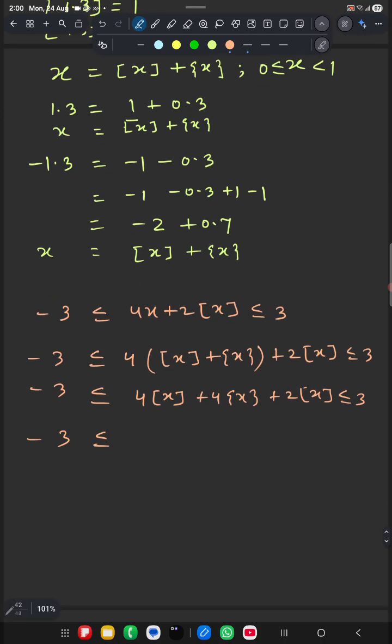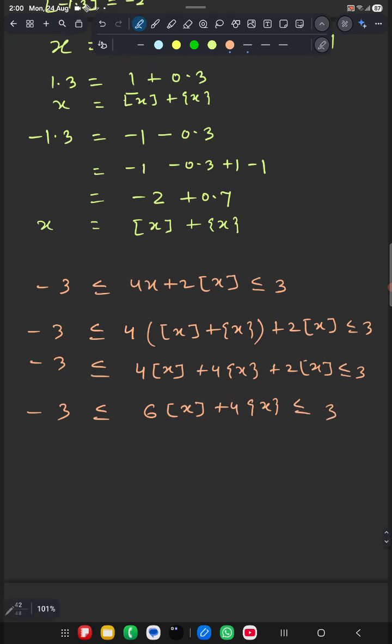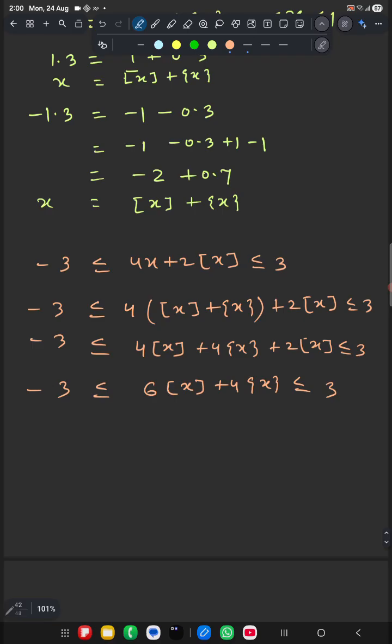-3 ≤ 6[x] + 4{x} ≤ 3. Now we will start our calculation. Let us discuss each point one by one. If the greatest integer value is 0, it happens when x is 0 ≤ x < 1. In that case it happens.